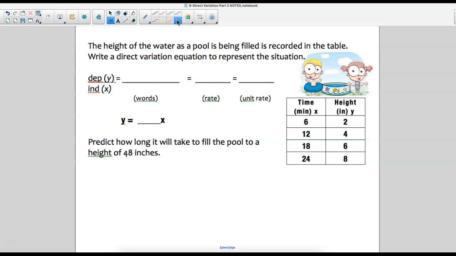Remember, x is always independent, y is always dependent. Okay, always goes that way. X is independent, y is dependent. So it's height over time. Doesn't matter what point I pick. So I'm going to pick the first one this time. What number goes on the top? Which number goes on the bottom?